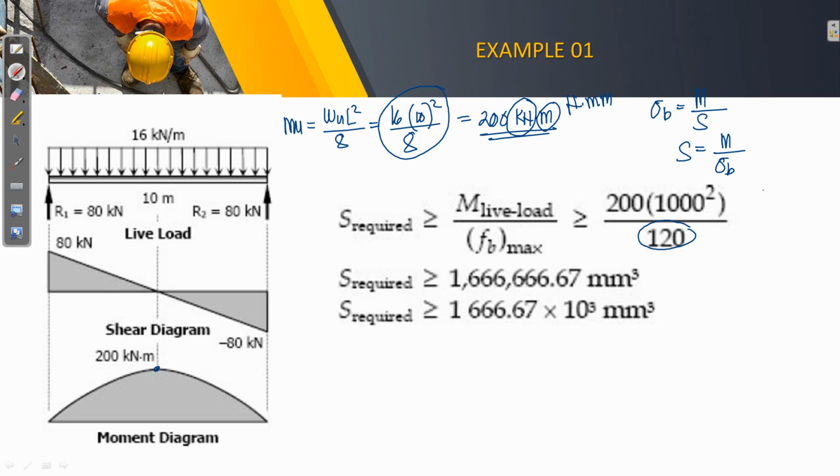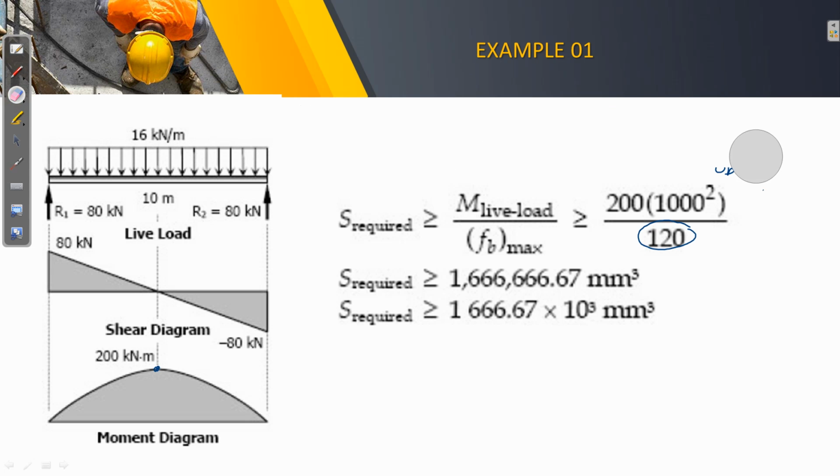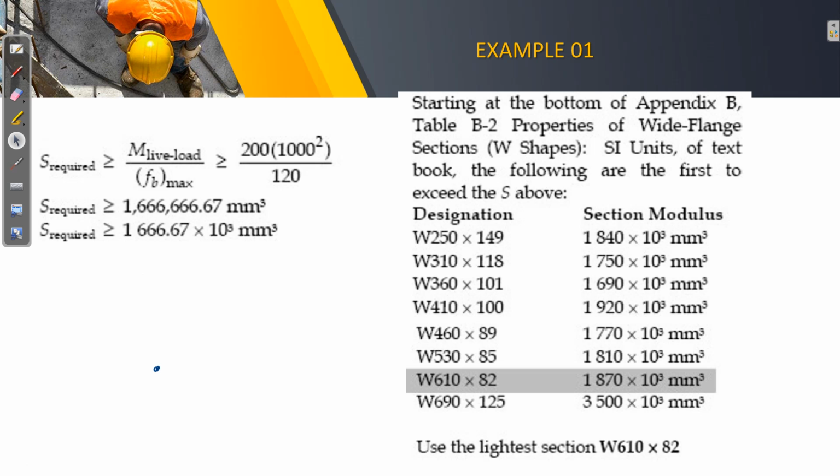So we have 1,666,670, or this is 1,666.67 times 10 raised to 3 cubic millimeter. So why do we need to get this one? So that from the table, we can select a value that is greater than this one. Okay. So this is the value. We look at the table for W shapes, or the wide flange table. So this is actually present in some references of AISC.